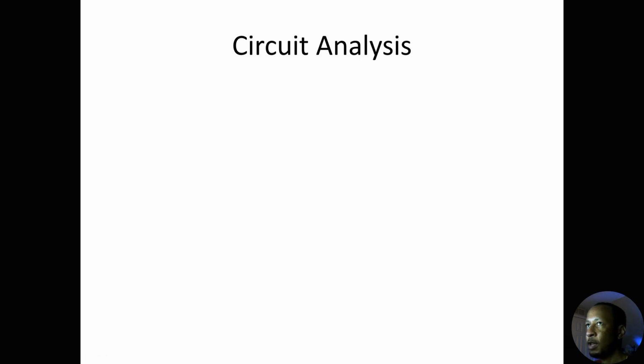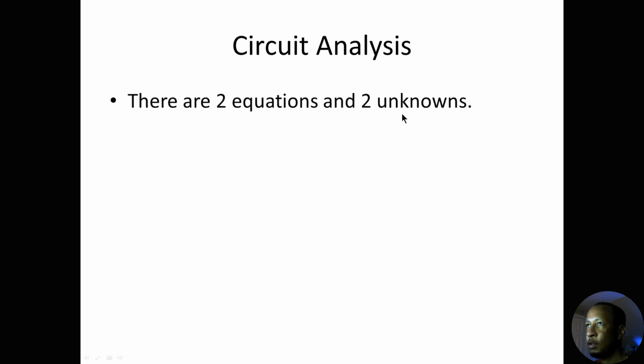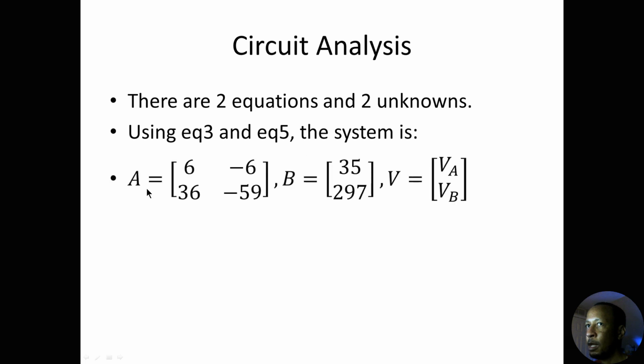Okay, so next what we have is 2 equations and 2 unknowns so far. And using equation 3 and equation 5, the system is A equals a matrix of [6, negative 6; 36, negative 59], and B equals a vector of 35 and 297. V equals a vector of VA and VB. And so V equals the inverse of A times B. And so next we can move on to our final result.